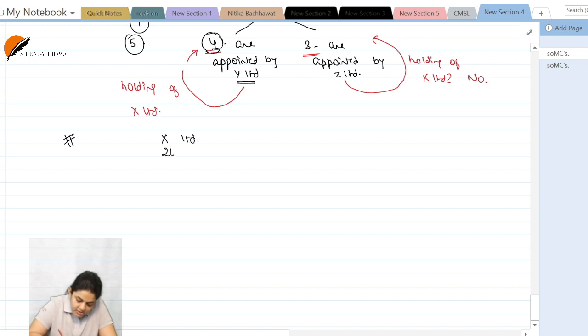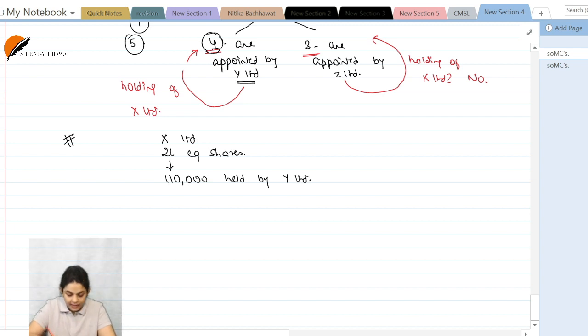X Limited has 2 lakh equity shares. Of this 2 lakh equity shares, 1,10,000 shares are held by Y Limited. Can I say Y Limited holds more than one half of the total voting power? Yes. What is more than one half? More than 1 lakh. It is holding 1,10,000. Is it the holding of X Limited? Yes.